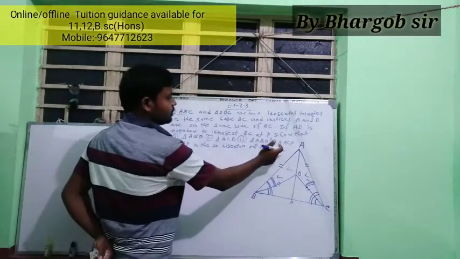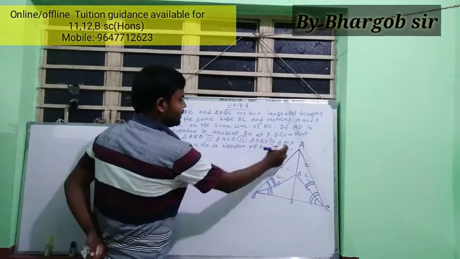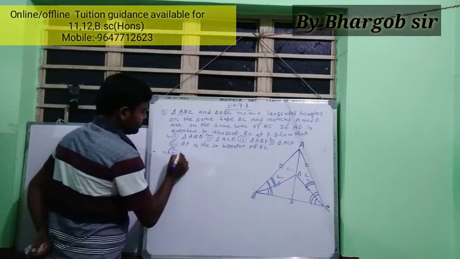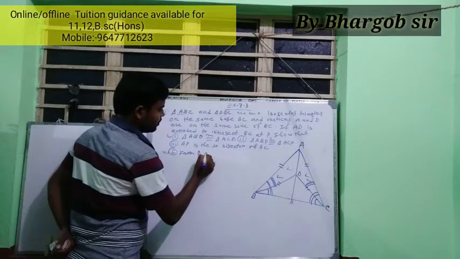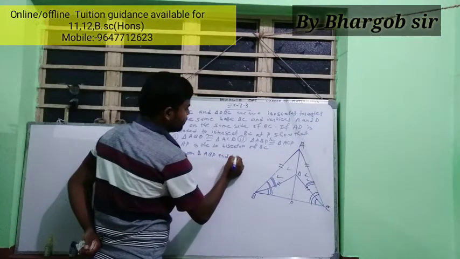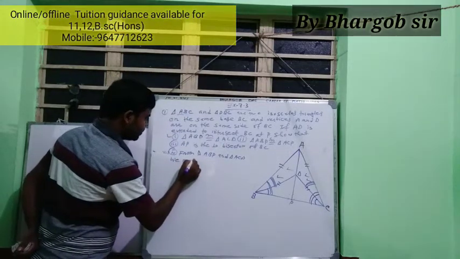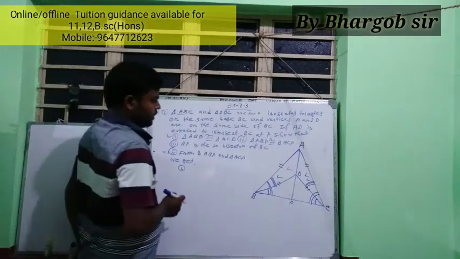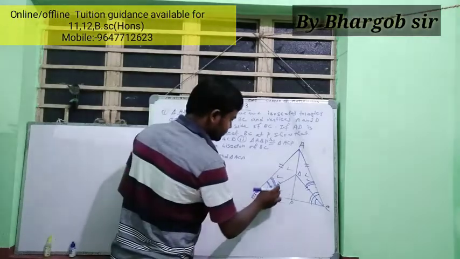Now we have to do this proof. So we take this triangle and this triangle. Number 2, from triangle ABP and triangle ACP, we get, number 1. Here we have to erase this.